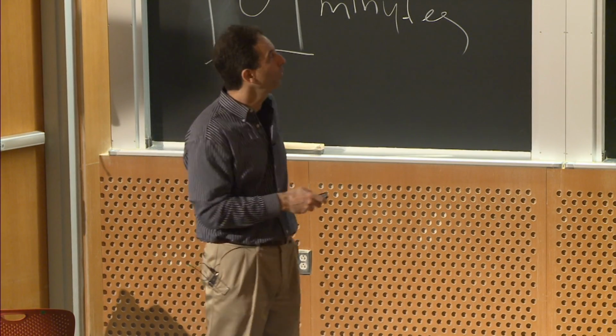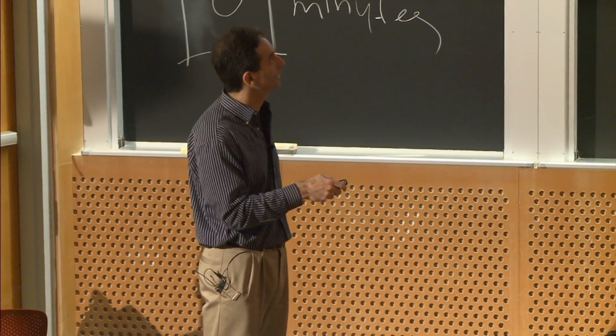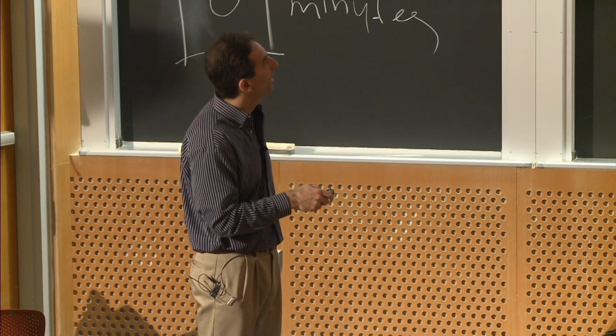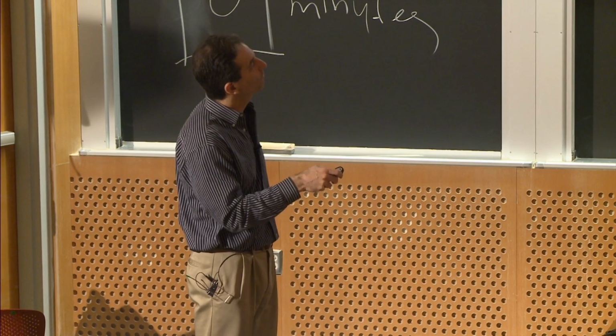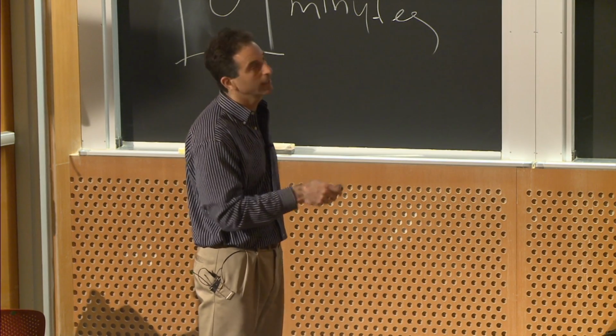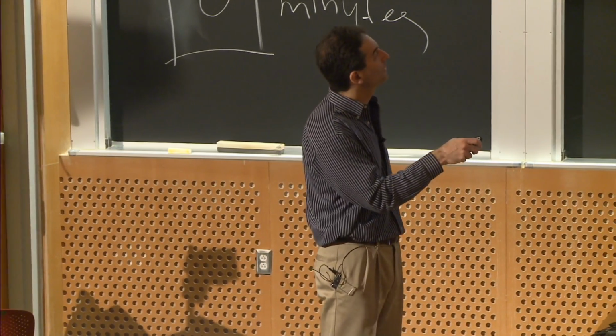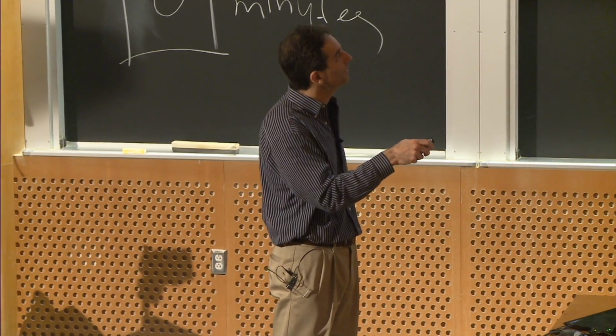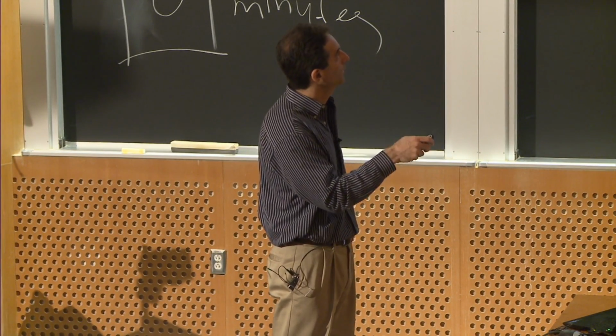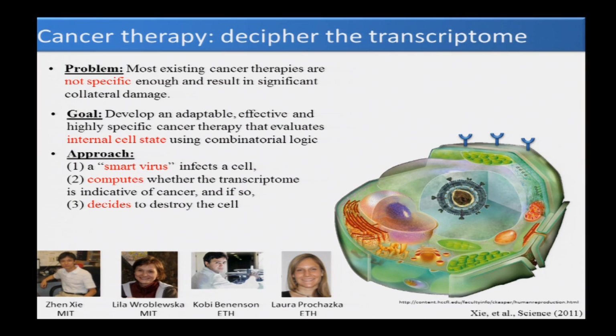We recognized this as an issue several years ago, and this is work with Kobe Benenson. Really, all the information you want is inside the cell to make a highly precise decision about whether this particular cell is cancerous or not. The idea is that when the therapeutic agent goes in, it does the computation by integrating multiple pieces of sensory information, and then decides whether to express a killer protein or not.